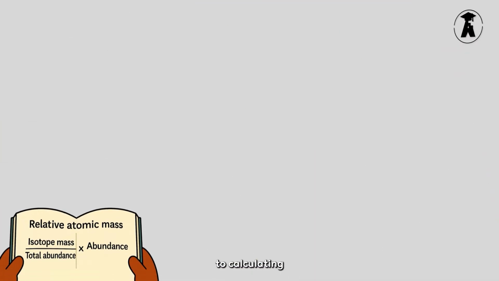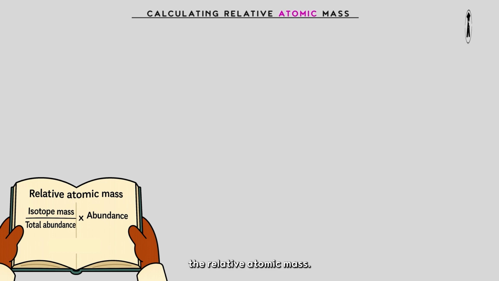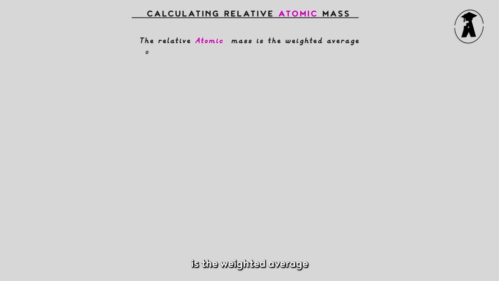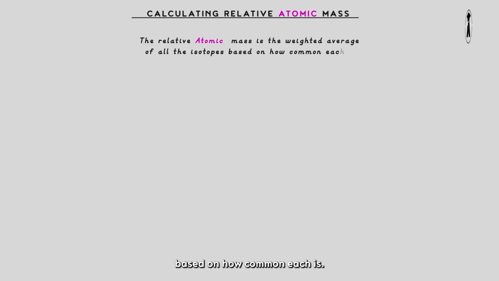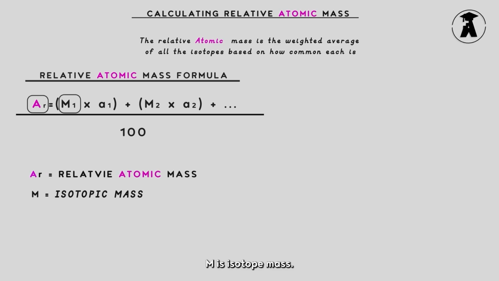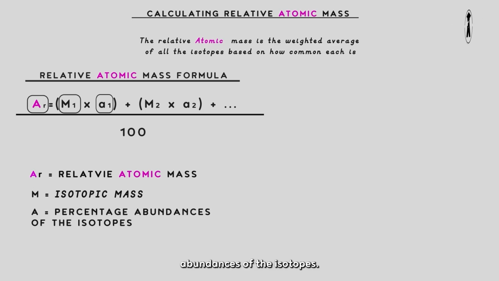Let's now move on to calculating the relative atomic mass. Most elements exist as a mix of isotopes in nature. The relative atomic mass is the weighted average of all the isotopes based on how common each is. Now let's take a look at the relative atomic mass formula. AR is relative atomic mass. M is isotopic mass. A is percentage abundances of the isotopes.